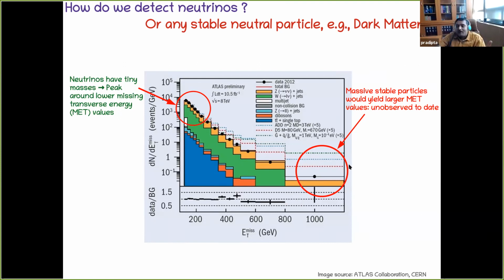As of now, unfortunately, these 3 dotted lines are 3 theory candidates. For example, this ADD, which is one of the extra dimensional models. If you want to know more, you can discuss with your teacher, Professor Mitra. This is the Arkani-Hamed, Dimopoulos, Dvali model, one of the popular extra dimensional models with 2 extra dimensions. This is a 5-dimensional model, and this is the model where you have the graviton. These dotted lines are the theory prediction, the expected amount of missing transverse energy I would expect from the theory.